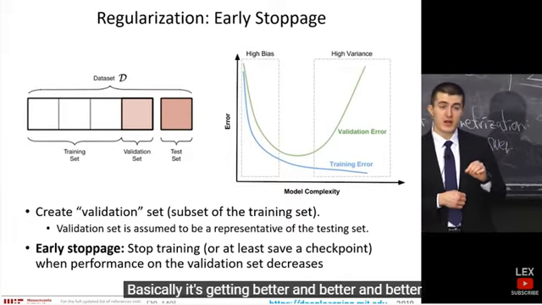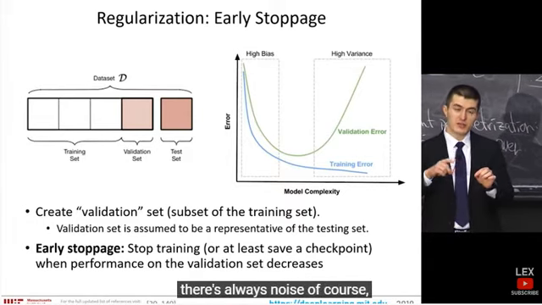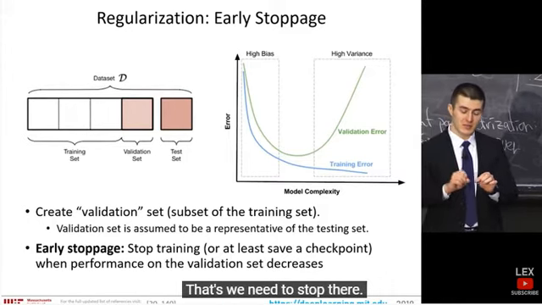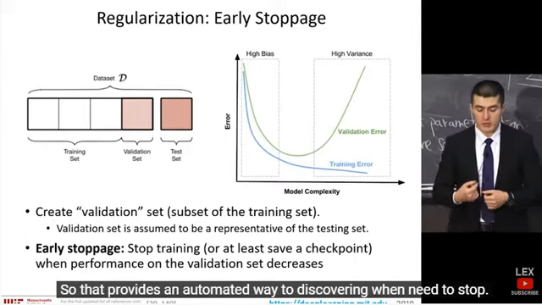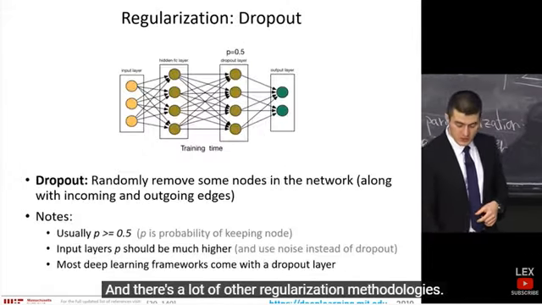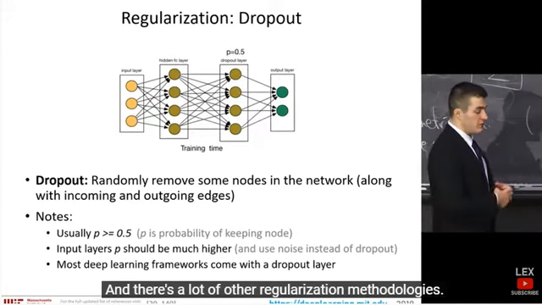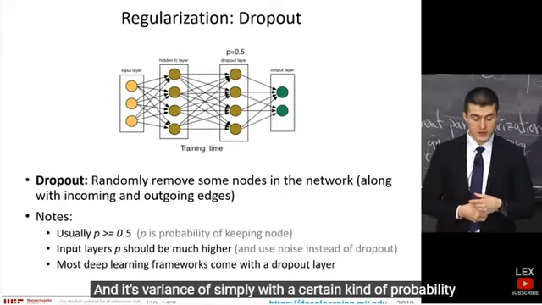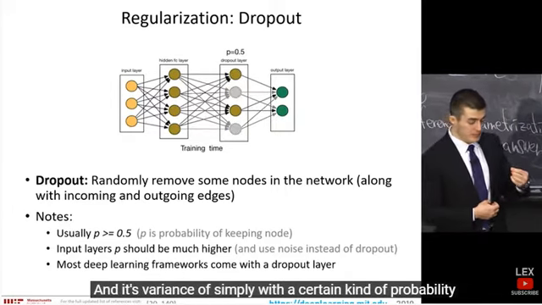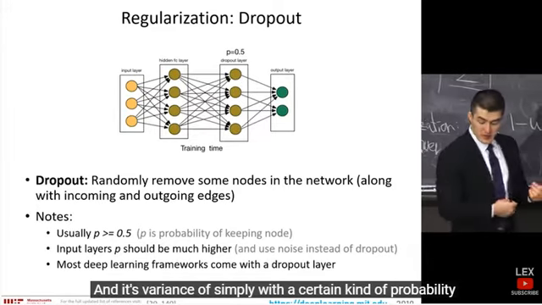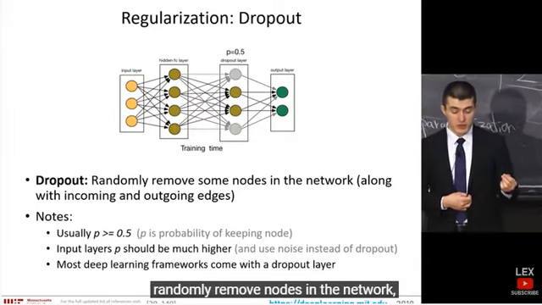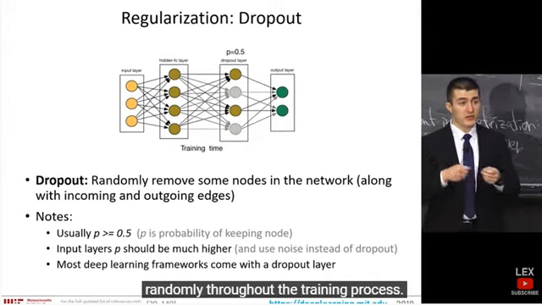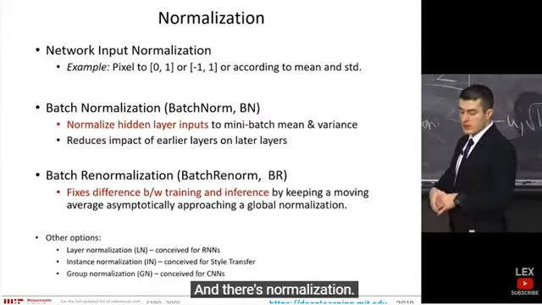Basically, it's getting better and better and better, and then there's some period of time, there's always noise, of course, and after some period of time, it's definitely getting worse. And we need to stop there. So that provides an automated way of discovering when you need to stop. And there's a lot of other regularization methodologies. Of course, as I mentioned, dropout is a very interesting approach and its variants of simply, with a certain kind of probability, randomly remove nodes in the network, both the incoming and the outgoing edges, randomly throughout the training process. And there's normalization.